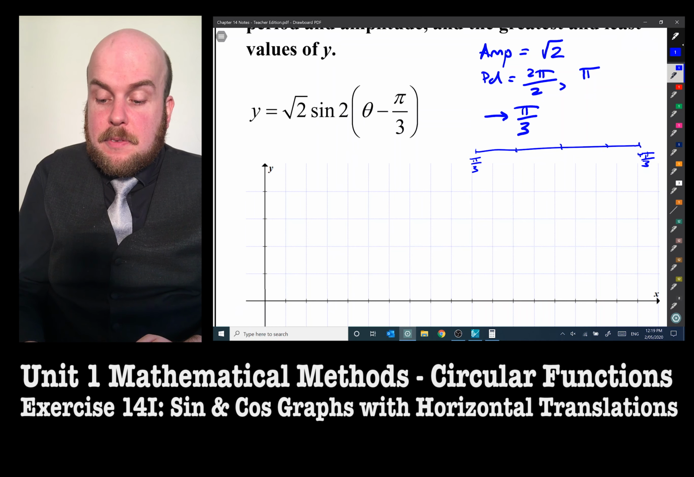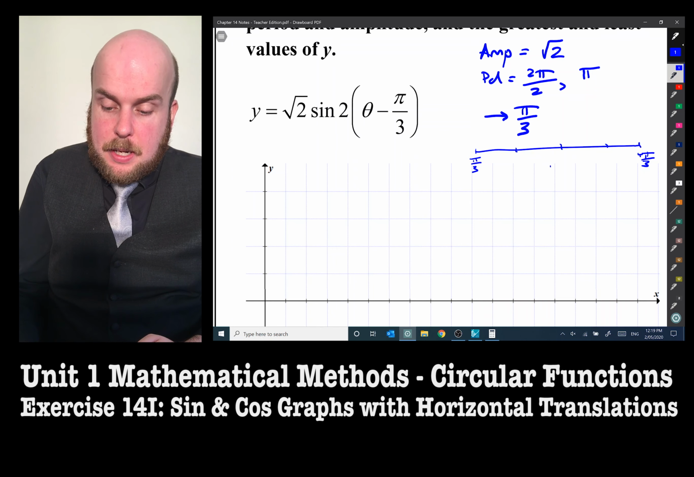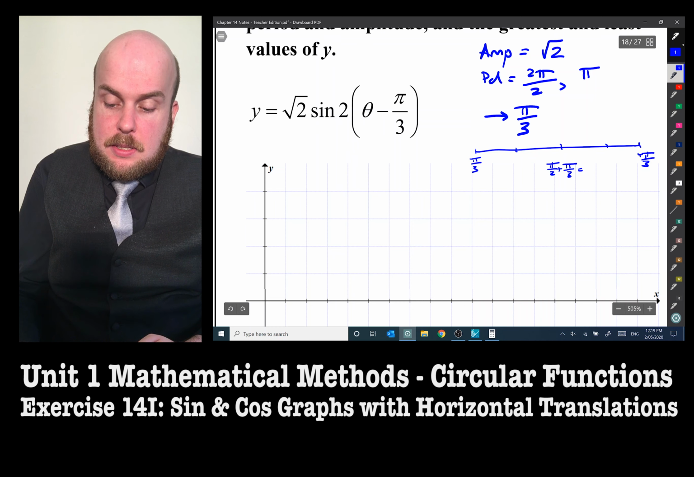So the halfway mark would have normally been pi on 2. So the halfway mark here is pi on 2 plus pi on 3. So what's that going to be? Well, we'll put a 3 and a 6 and a 2 and a 6. That's 5 pi on 6.